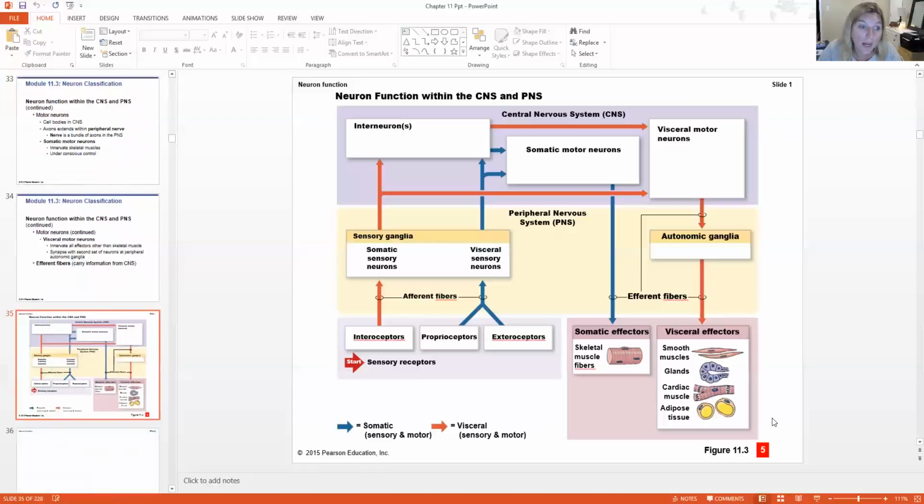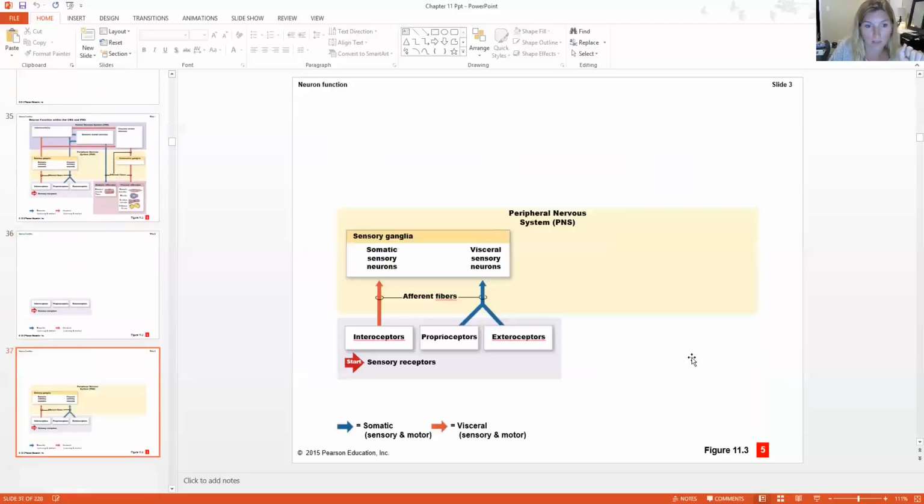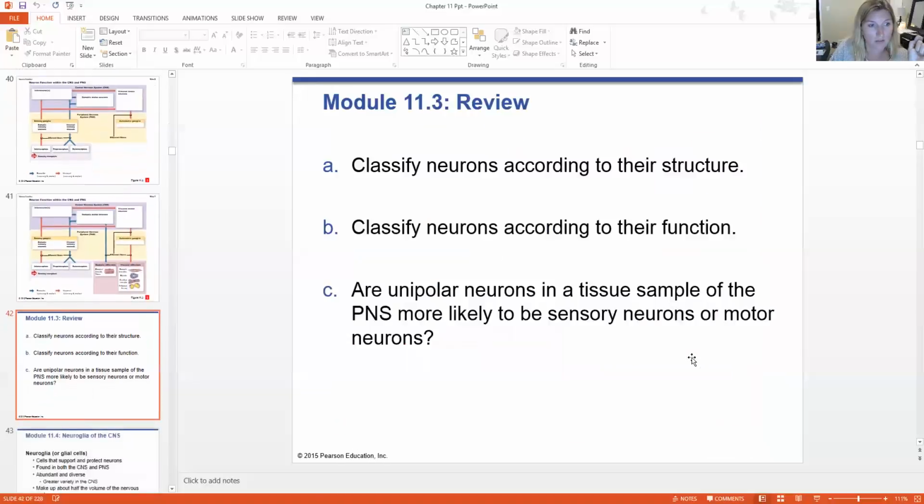Here is the whole pathway drawn out for you. So you have these sensory receptors. They can be intero, proprio, or extero. Some type of sensations going on. It's going to communicate to the sensory ganglia, which are within the peripheral nervous system. Remember, a ganglia is a cluster of cell bodies. That's going to transport its information to an interneuron, transfer the information to either the somatic motor neurons or the visceral motor neurons, and then those motor neurons are going to respond to the peripheral effectors. This is the whole process drawn out for you.